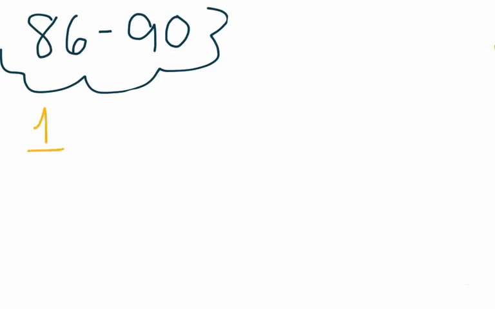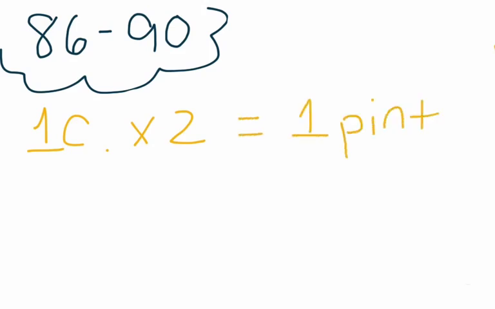that 1 cup, I'm just going to use the abbreviations here. If you add times 2 to that, it equals 1 pint. So how many cups equals 1 pint? The answer is 2. So I'm going to write 1 pint equals 2 cups.